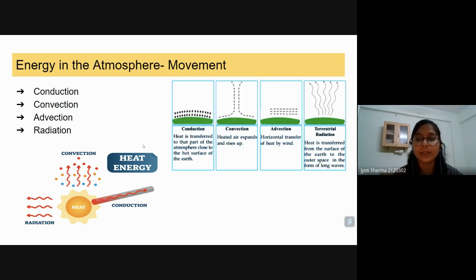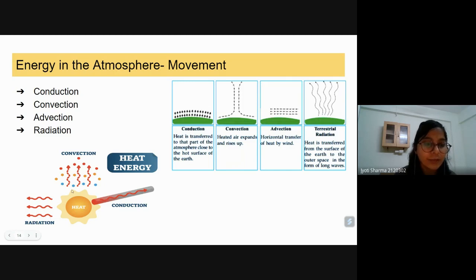If we talk about the radiation, heat is transferred from the surface of the earth to outer space in the form of long wave radiation or short wave radiation. These can move within a vacuum as well. The energy moves in the form of electromagnetic radiation. So this is the radiation. Here we can see the electromagnetic radiations.